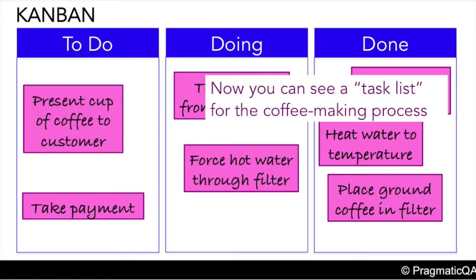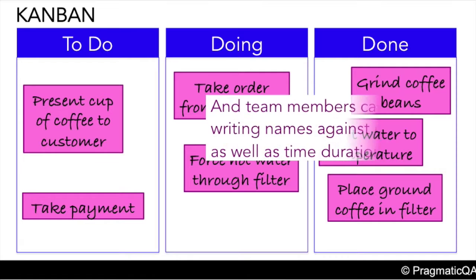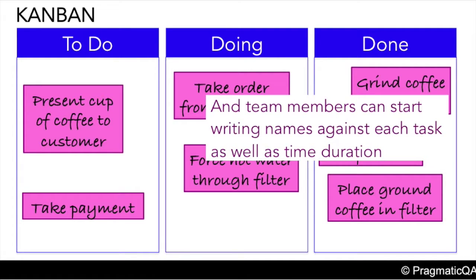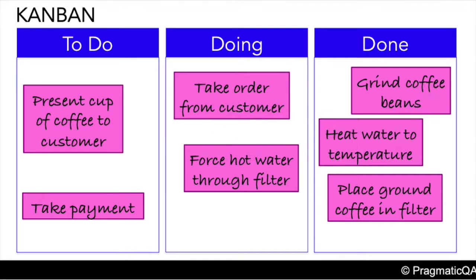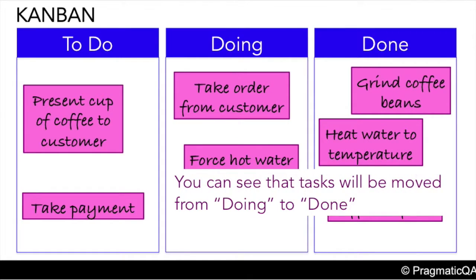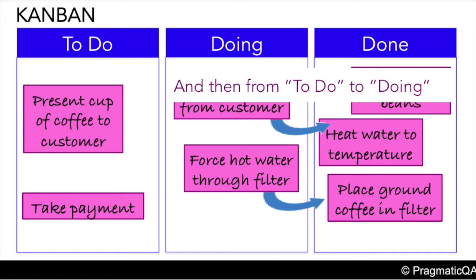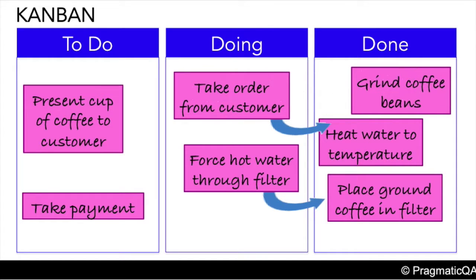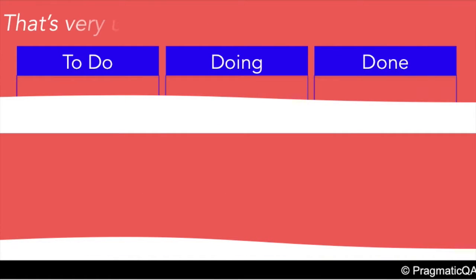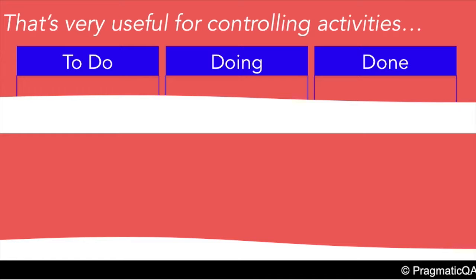Now you see a task list for the coffee making process. And team members can start writing names against each task as well as time duration. You can see that tasks will be moved from the doing column to the done column as they are completed, and then from the to do column to the doing column as they are started. That's very useful for controlling all activities.